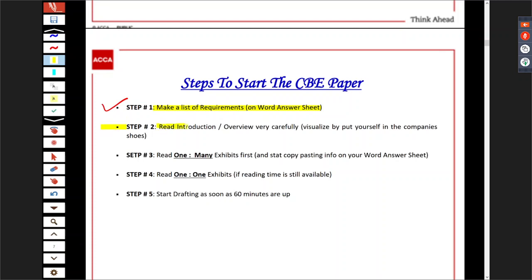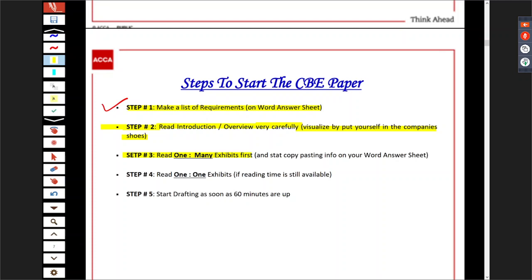After that, you should read the introduction overview very carefully. It will really help you if you can visualize by putting yourself in the company's shoes. Start visualizing that it is your company. Try to get under the skin of the company, so that you can actually imagine what's happening. Reading the introduction will get you in the right mood and the right mindset. That's very important.